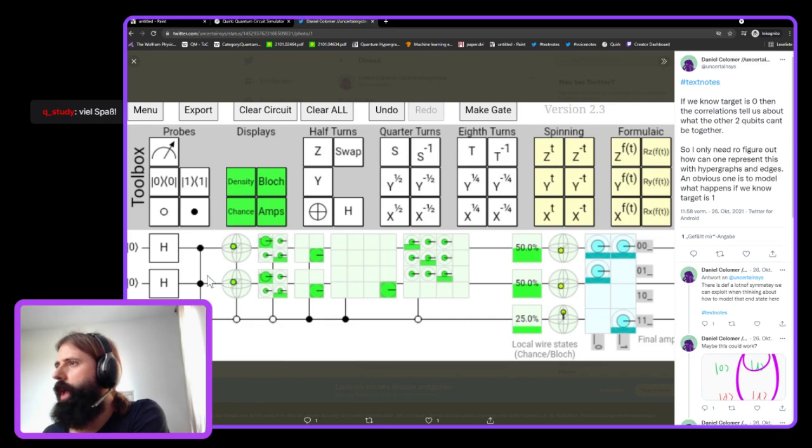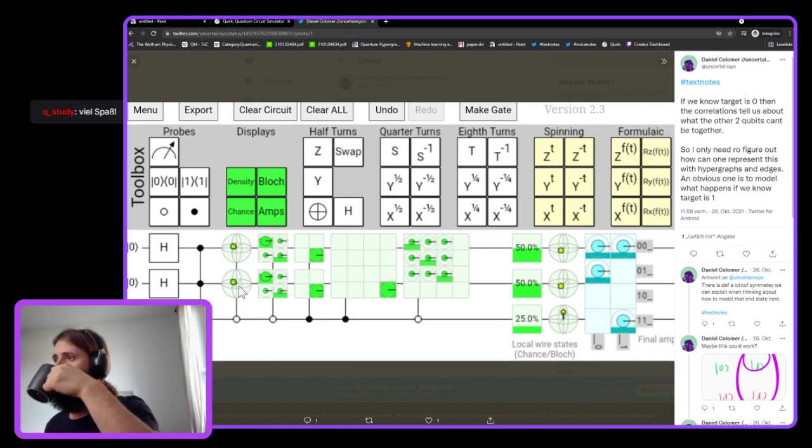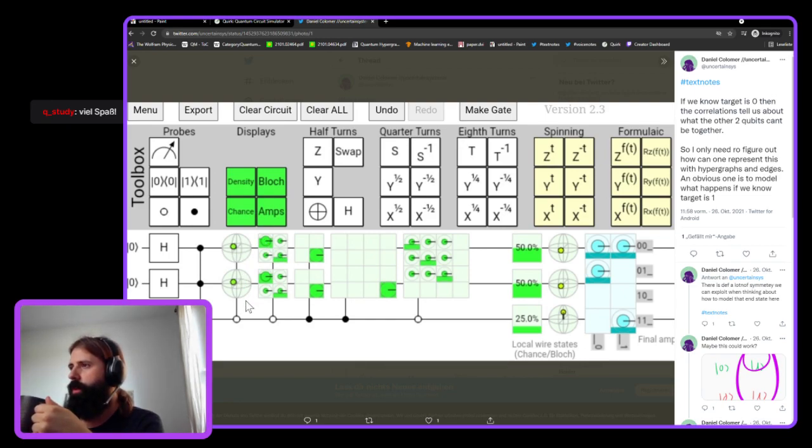If this is zero, then you see that the probability of each qubit being zero is a bit higher than the probability of them being one. It's not 50-50, right? You can see this here, but still they're entangled. Whereas if it's one, you know for sure it's 1-1, so then there's no entanglement.